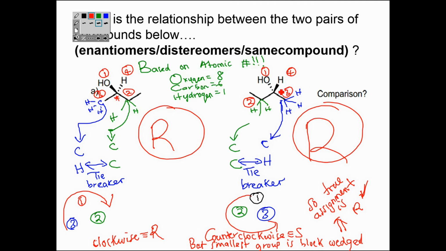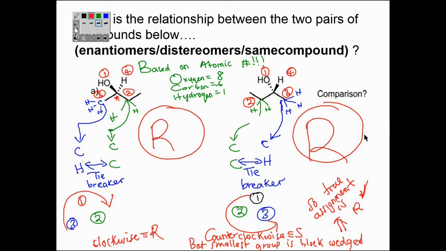bold wedge bond. We know the rule is the smallest group should have the dashed bond, or should be facing away from us, not pointing towards us, because this hydrogen is pointing towards us. So instead of S, the true assignment is going to be an R. So you have R, and the same molecular bonding. The difference is just the 3D arrangement of the OH and hydrogen.